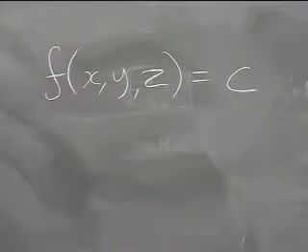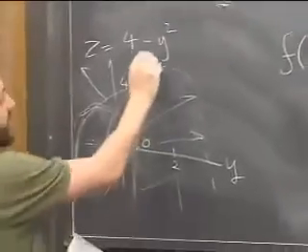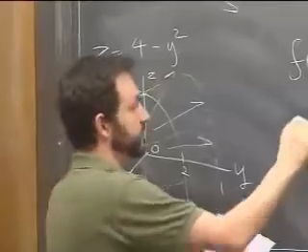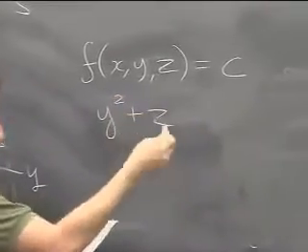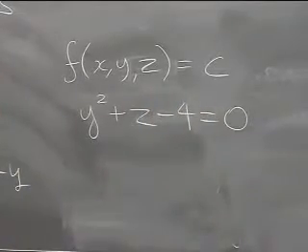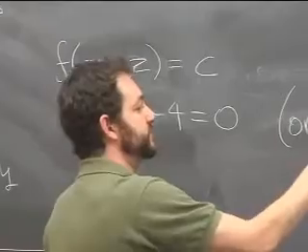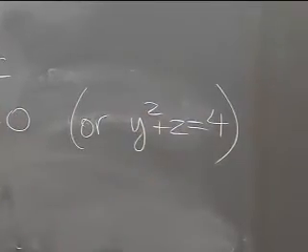I'd like to write the surface as that. And actually, it's not so hard to do because we already have this description here. So what I'm going to do is just slightly manipulate it, and I'm going to write it as y squared plus z minus 4 equals 0. And if you wanted to, you could get exactly the same answer by writing it as y squared plus z equals 4.